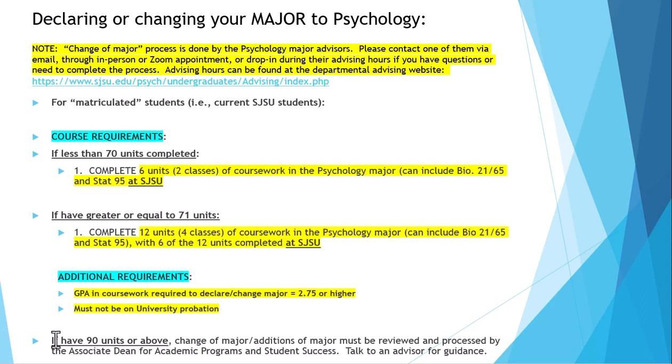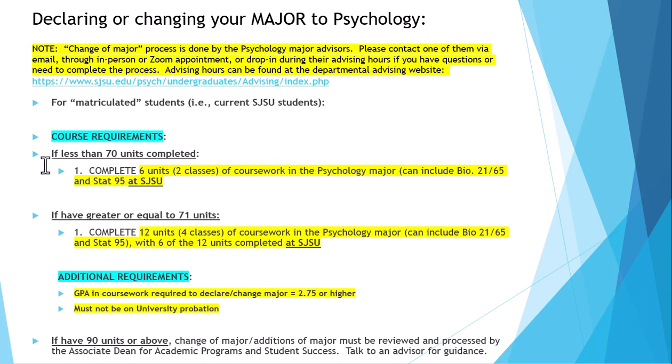Okay, so if you are a student in this situation, if you've earned 90 units or more, if you're thinking about changing your major to psychology, then please come and see one of the advisors so that we can help you with that process. Okay, so that in a nutshell is the process for changing or declaring psychology as your major. So the first step again is to run a what if report to see the courses that you would need to complete if you should declare psych as your major.